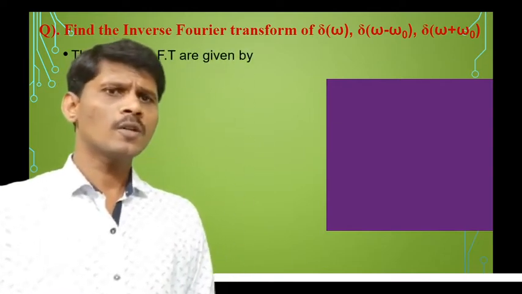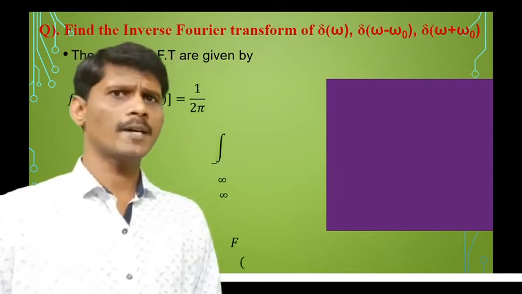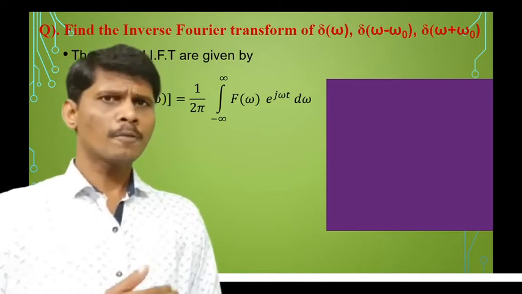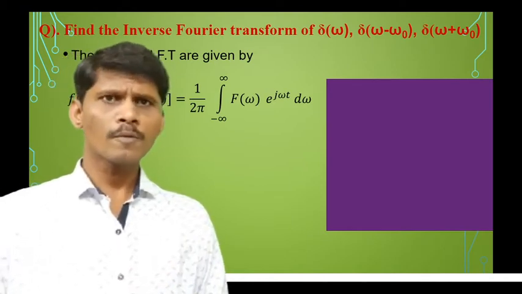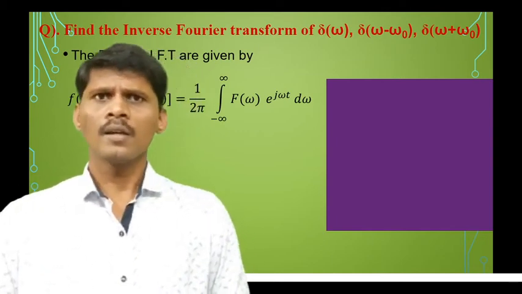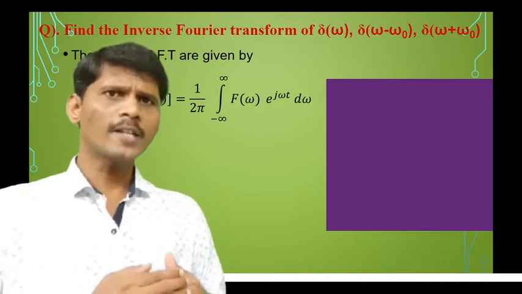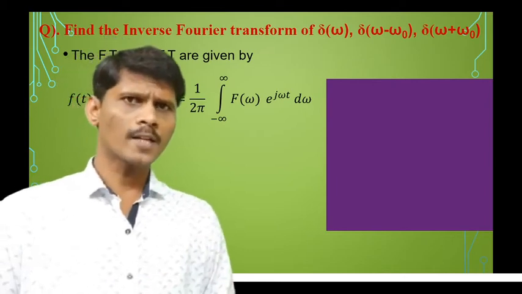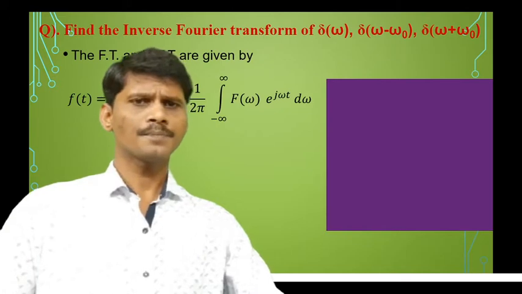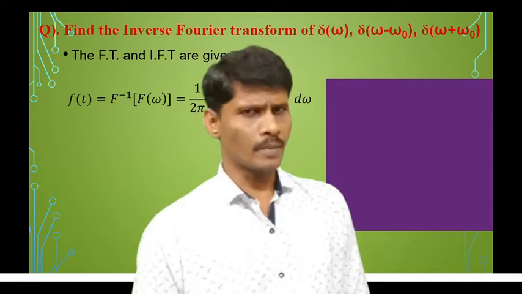What is the definition of the inverse Fourier transform? The Fourier transform of f of t is F of omega, and f of t is the inverse Fourier transform of F of omega. f of t is the time domain representation of a signal and F of omega is the frequency domain representation of a signal. So according to the definition, f of t is the inverse Fourier transform of F of omega.